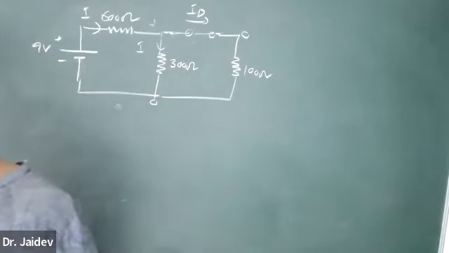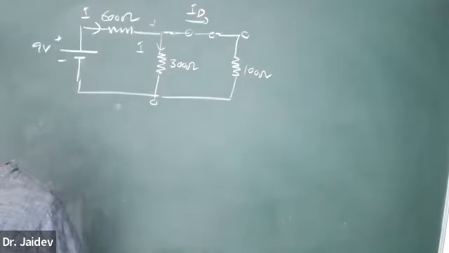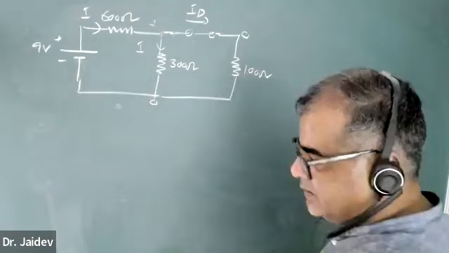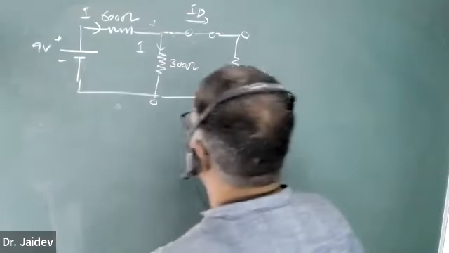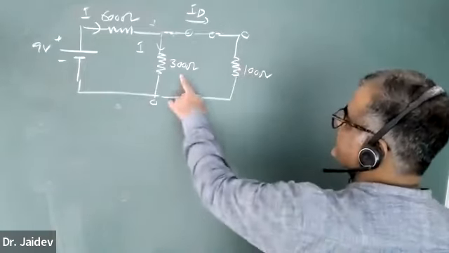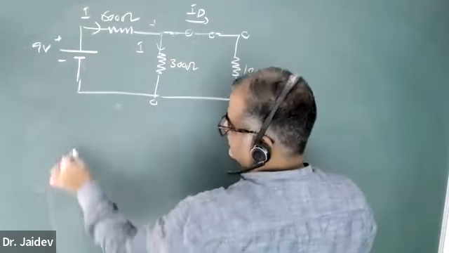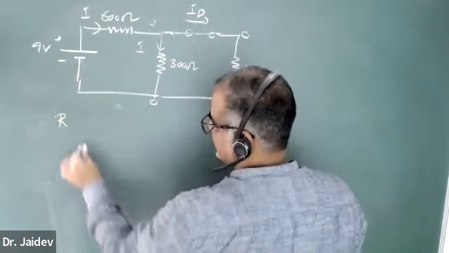What is the value of ID? Tell me. Now just a simple circuit. This much time you should not take. Now these resistances are in parallel, yes or no? And this is series. So the total resistance, okay?